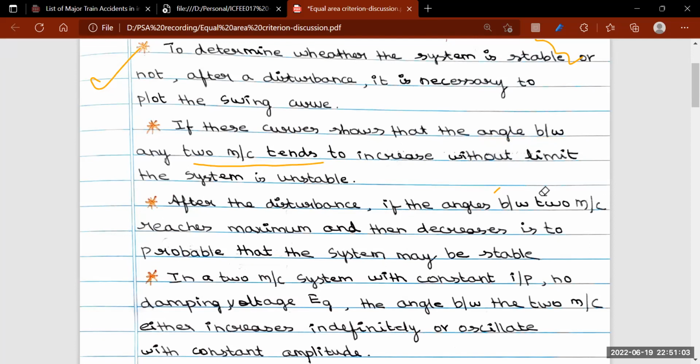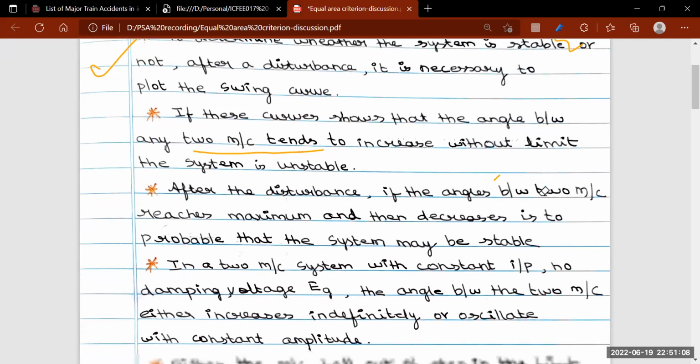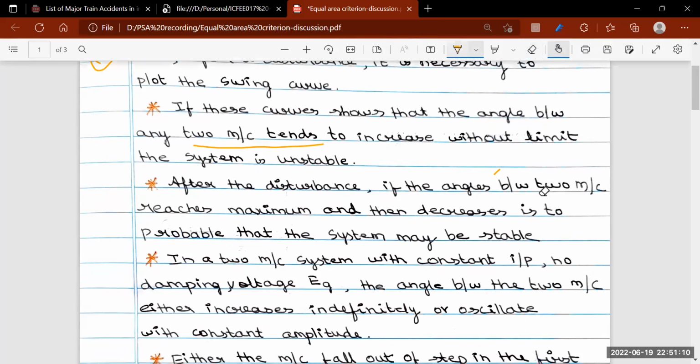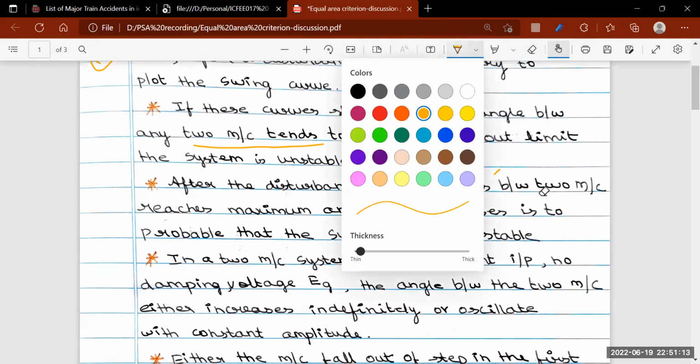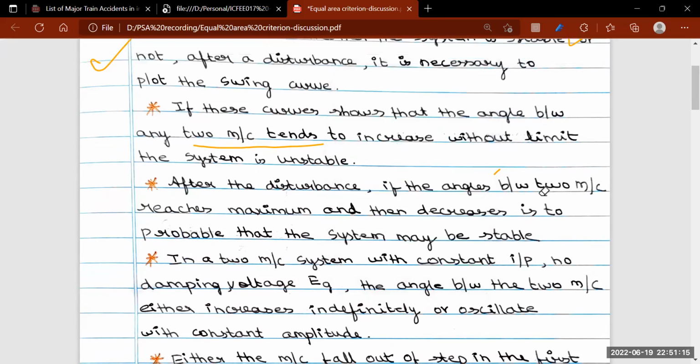After the disturbance, if the angle between the two machines reaches a maximum and then decreases to a finite value, then we could say that the system is stable. There must be a tendency observed in the system after a disturbance that there is a larger vibration, and the vibration vanishes out and the system reaches the equilibrium condition again. Then I could say that the system is stable.